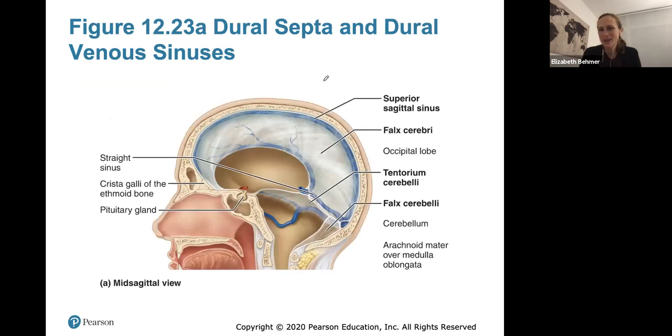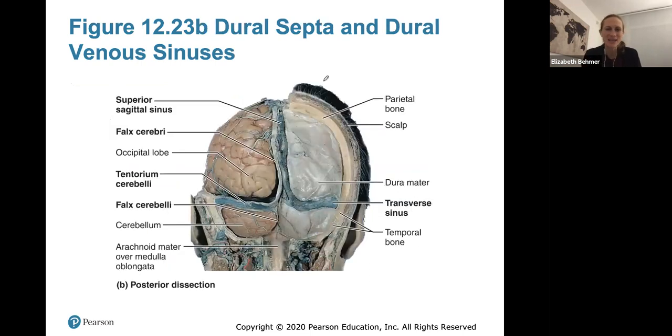Here is the dural septa, the divisions, and how the dural venous sinuses travel. These are the veins that help to drain the blood in the brain, and how they travel through the dura mater to do that. Here's a look at a cadaver. Again, it's fun to see a real life cadaver and not just a picture drawing showing the dura mater.